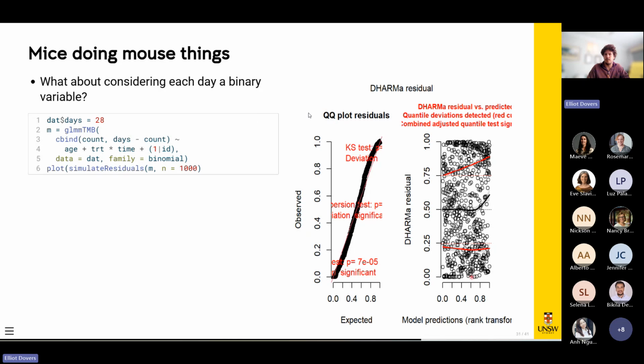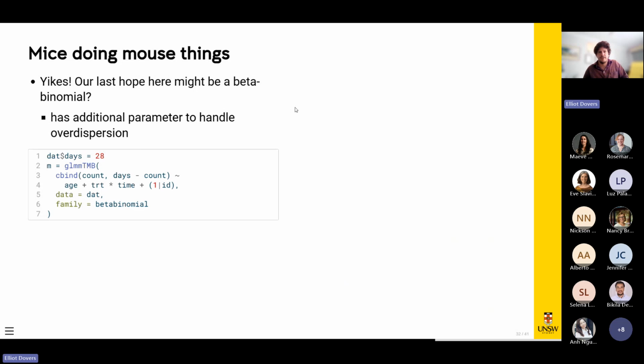Maybe we're having a bit of over dispersion here. So perhaps our last hope might be a beta binomial distribution in this case. It's kind of like the equivalent of a negative binomial as compared to a Poisson distribution. There's this additional parameter to handle over dispersion. And so we just specify a beta binomial distribution. We can get an estimate of the dispersion parameter out.